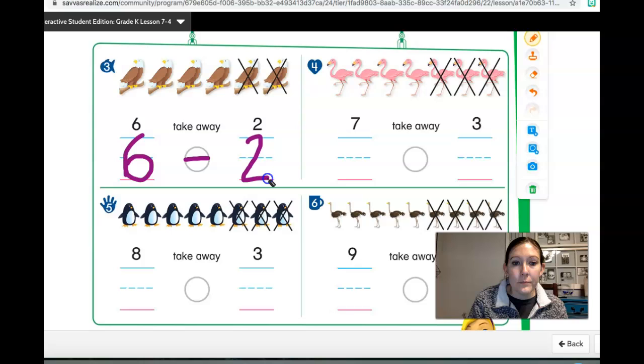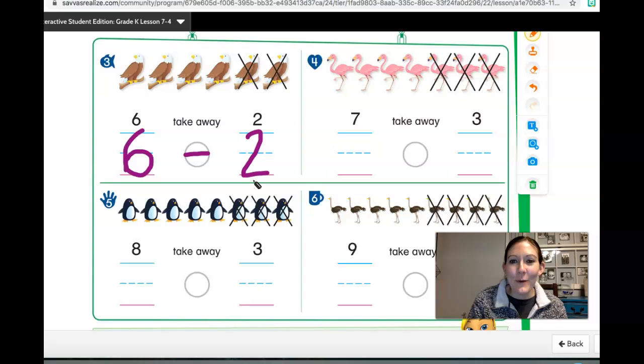2. 6 take away 2 is the same as writing 6 minus 2. Are you doing okay? Let's keep going.